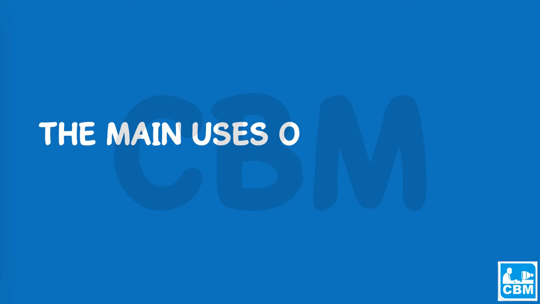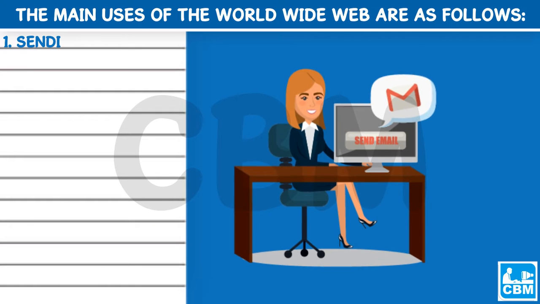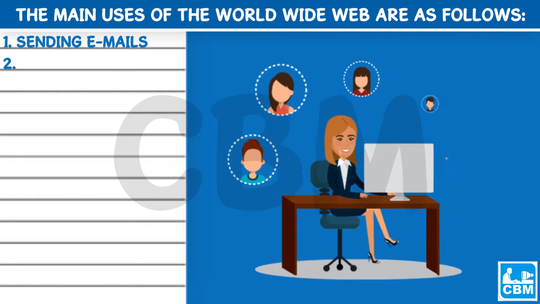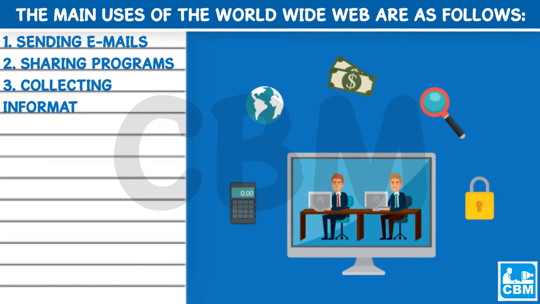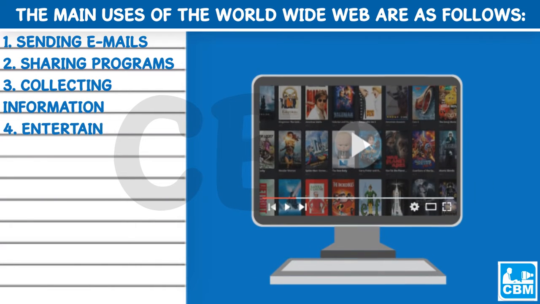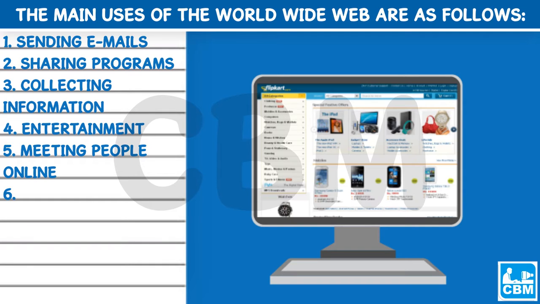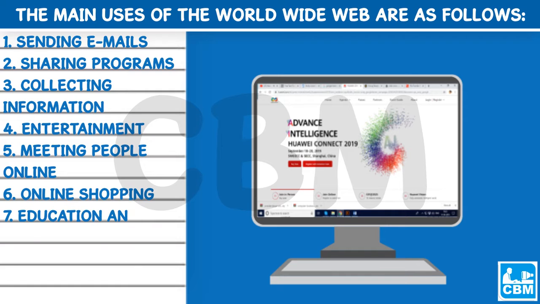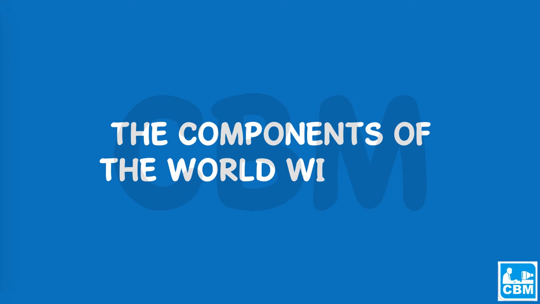The main uses of the World Wide Web are as follows. 1. Sending emails. 2. Sharing programs. 3. Collecting information. 4. Entertainment. 5. Meeting people online. 6. Online shopping. 7. Education and self-improvement. 8. Financial transaction. The components of the World Wide Web.